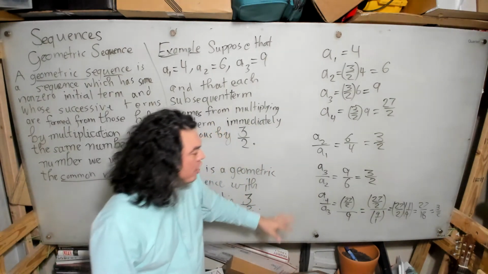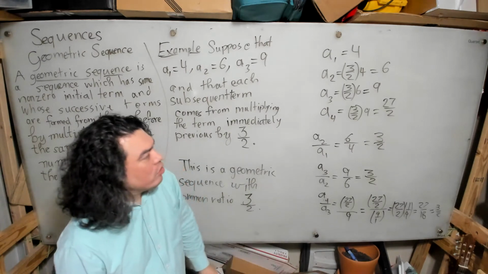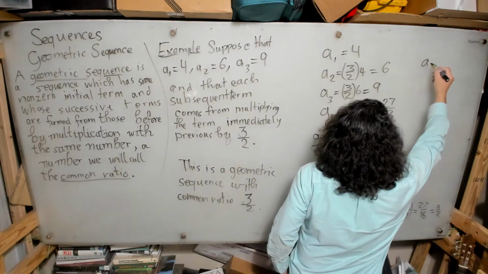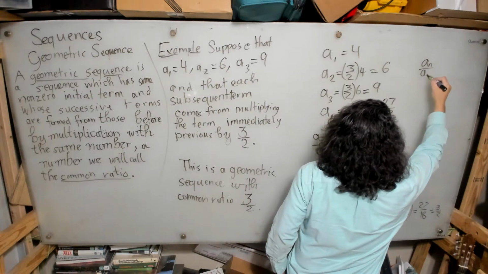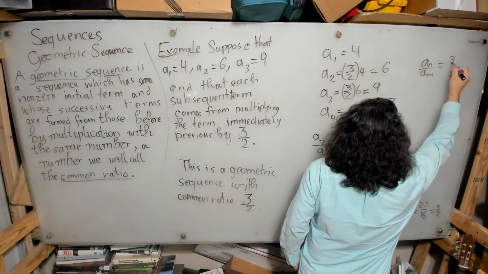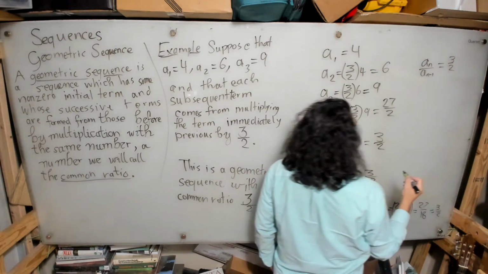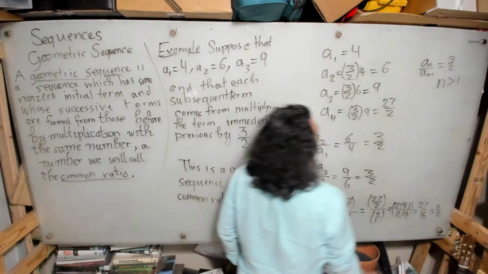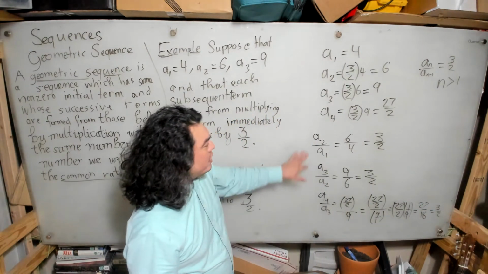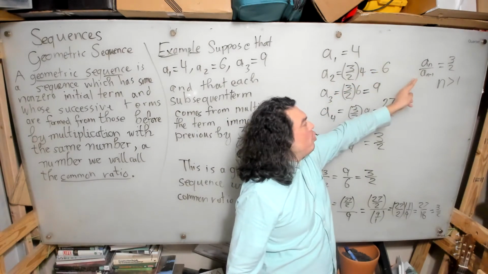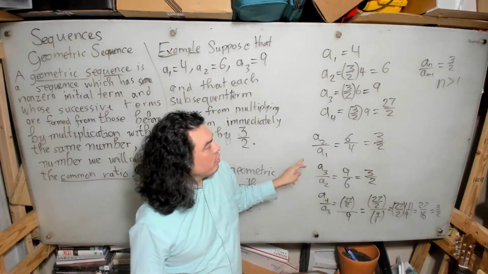So if we were to extrapolate from this pattern, what you can see is that a_n divided by a_(n-1), in this case, for this example, is 3 halves, okay? And of course, I'm assuming here that n is bigger than 1, okay? Because you can see that at n equals 2, that would be a2 over a1, which is what we saw here.